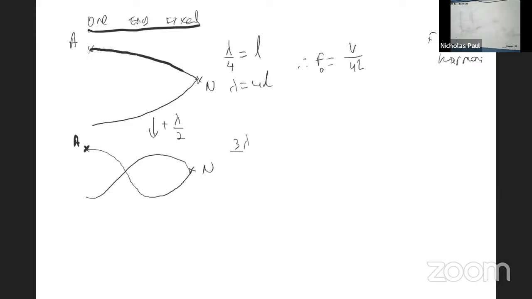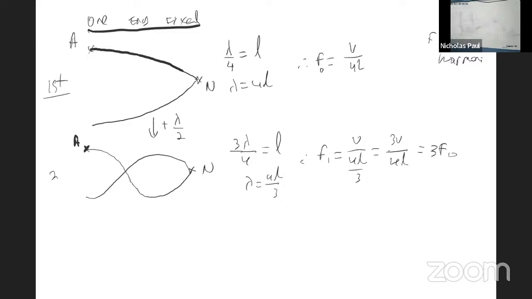You have 3 lambda over 4 because now you have 3/4 of a wave in front of you. So 3 lambda over 4 is equal to the entire length of the string. So lambda is equal to 4L over 3. So F1 is equal to v over 4L/3. Flip it over, do your little maths, you'll get 3v over 4L, which is equal to 3F0. This is your first harmonic, this is your second harmonic. If you had to guess, the third harmonic is how much F0?